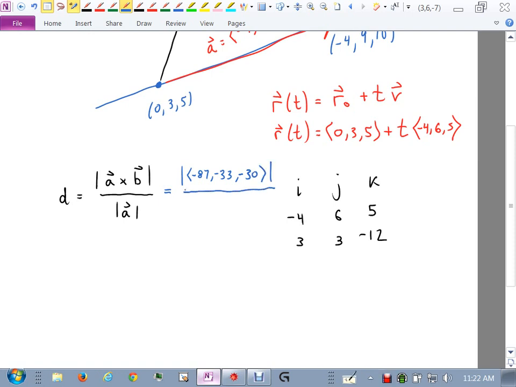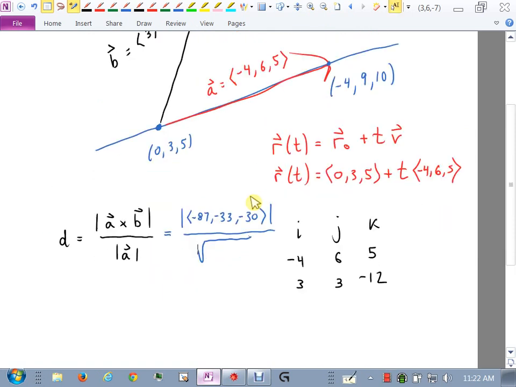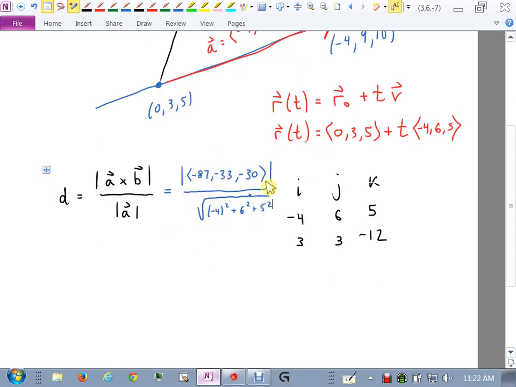Negative 30. Okay, and then on the bottom we just have the magnitude of A, but A was negative 4, so negative 4 squared plus 6 squared plus 5 squared. I'll let you compute that on your own. But do you understand where all this comes from? Cross product. You have to take the magnitude still, and then you have to divide it by the magnitude of A. And then do all that, get a number. Did you get a number yet for the whole thing or no? 11.14. We're just going to take that on faith that that's correct.